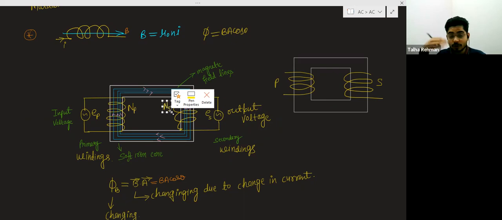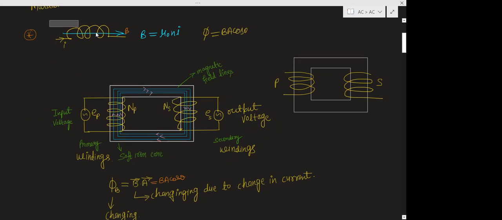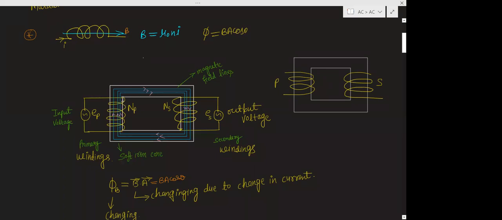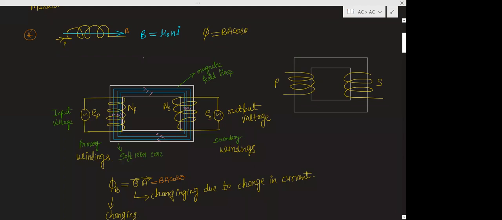Now see the whole phenomenon. What is happening here? Basically, this input is the alternating voltage. So due to this alternating voltage, there will be alternating current in this winding. And due to the current, as I have told you, there will be a magnetic field inside the solenoid. This winding is like a solenoid. So these blue color lines represent the magnetic field inside the primary winding. Why is there a magnetic field inside the primary winding? Due to the current in the winding.